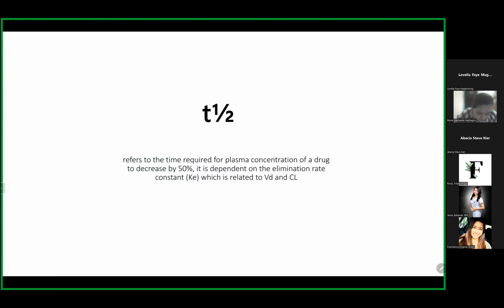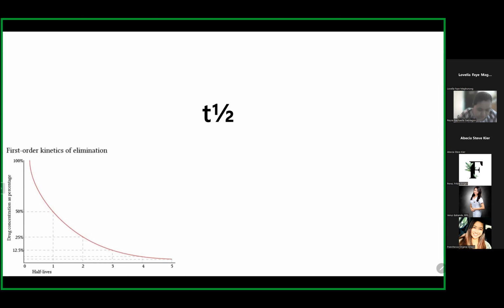So let me start first with all the PK parameters. T1/2 or your half-life. This refers to the time required for plasma concentration of a drug to decrease by 50%. It is dependent on the elimination rate constant, your Ke, which is related to VD, your volume of distribution, and clearance. In other words, after one half-life, the concentration of the drug in the body will be half of the starting dose. Here you can see a familiar graph which follows the first order kinetics of elimination, which is what a majority of the drugs follow.